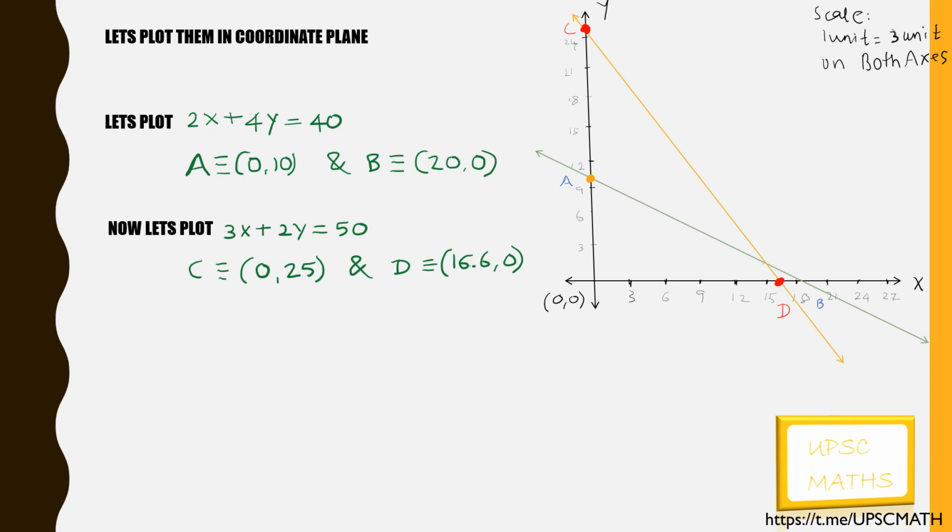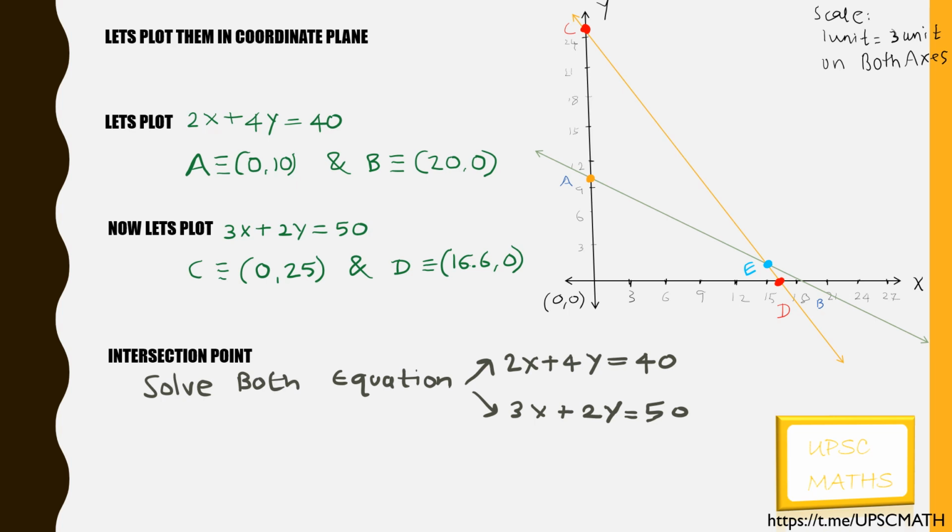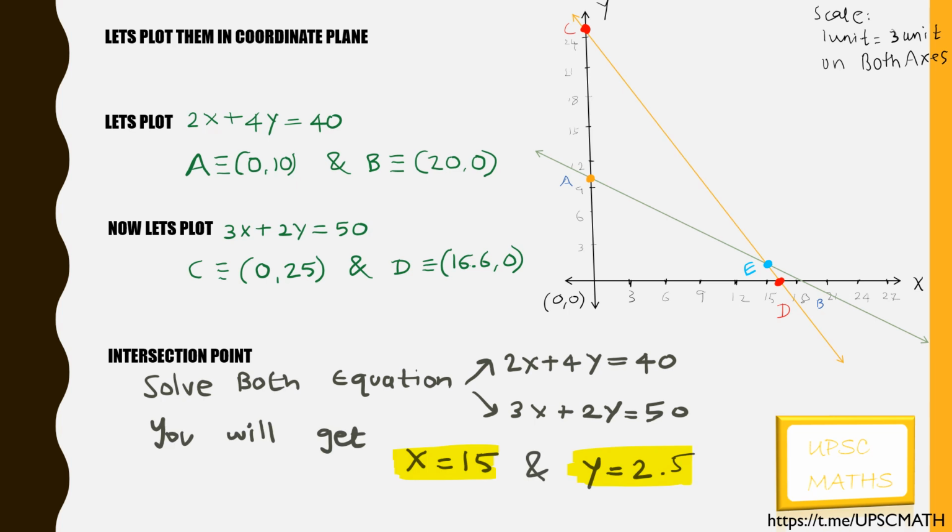Since both the lines are intersecting at some point, let's name it as E. To find the coordinate points of E, we have to solve these two equations. Use the scientific calculator to get the values directly. You will get x = 15 and y = 2.5.